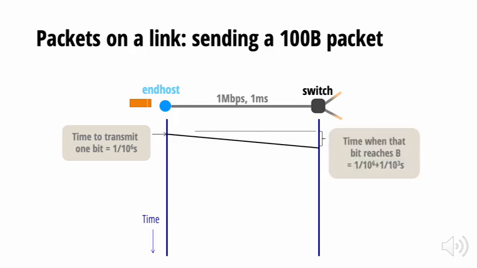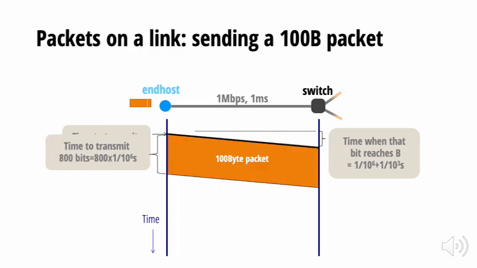That bit is then going to travel across the link. The time it takes to cross that link is the propagation delay, which is 1 millisecond. So at 1 millisecond plus that 1 microsecond, the first bit has arrived at the switch. I had 800 bits to send, so it takes 800 times 1 microsecond. At the end of 800 microseconds, I would have sent all of my 800 bits. This is the point at which the end host has finished transmitting the packet.